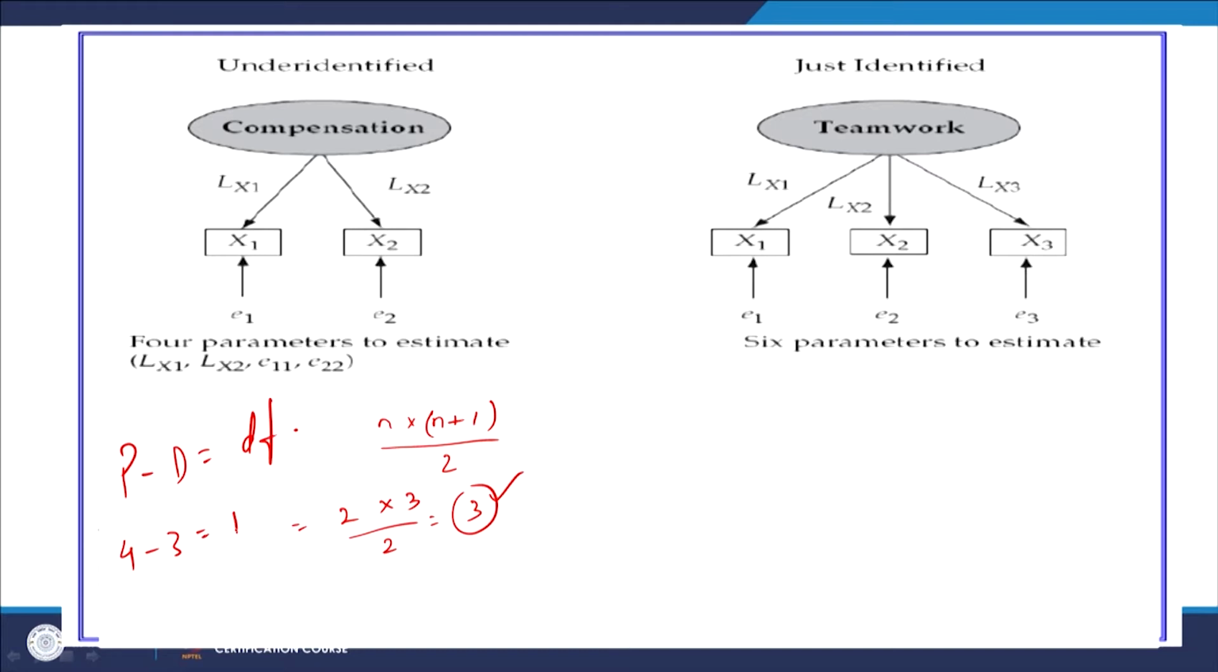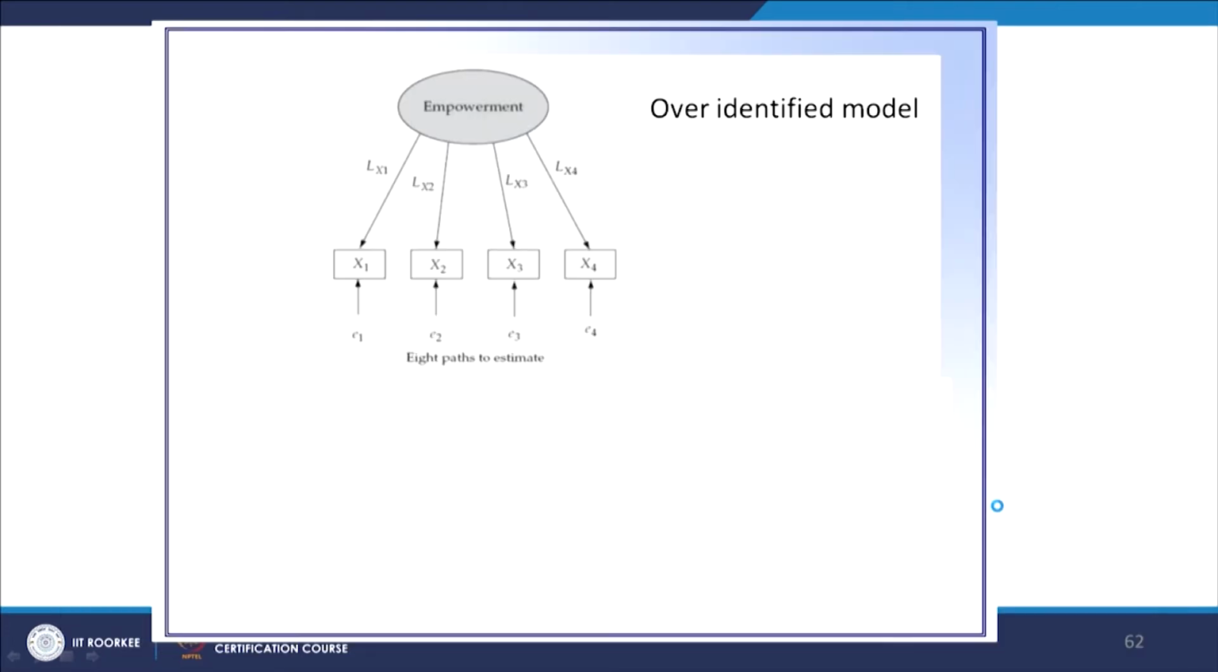Similarly in this case, how many parameters? 3 plus 3, that is 6. Now data points is equal to how much? 3 into 4 divided by 2, so how much? 6. So if you subtract, parameters minus data points is equal to 6 minus 6 is equal to 0. So this is a just identified model, right. Now in the third case, this is an over identified model.